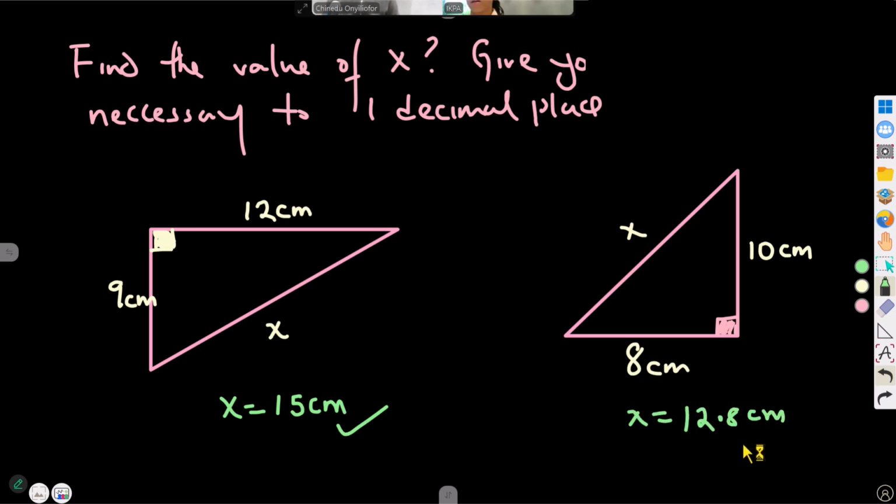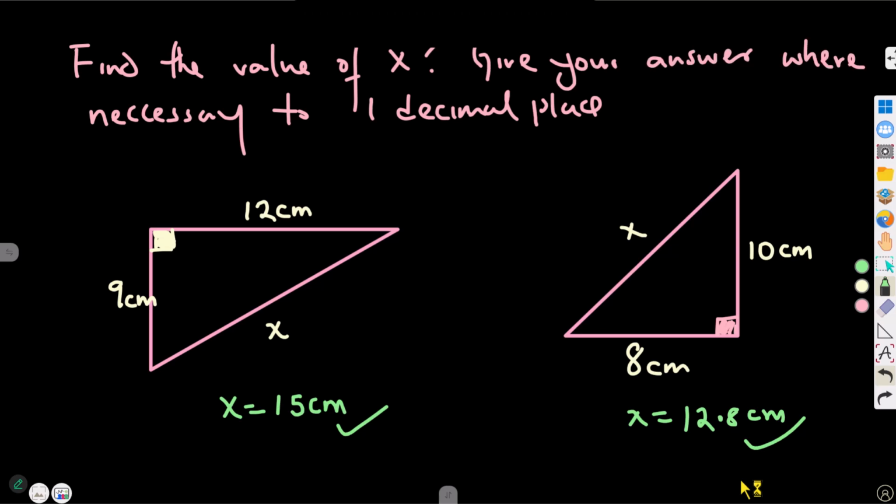12.8 centimeters. That's correct. So you can always see that the longest side is x, and its length is always longer than the other two sides. Let's say for this, 12.8, which is a bit bigger than this side and this side. So this is the way you solve a Pythagoras theorem.